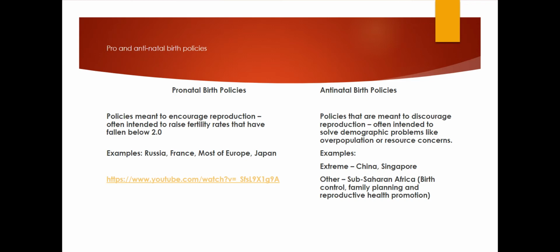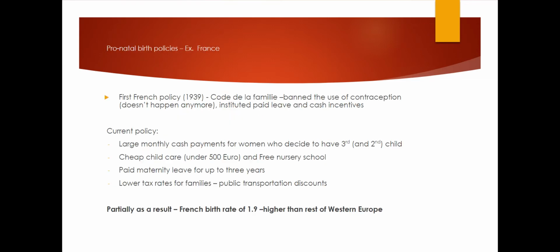Those are included as anti-natal birth policies because obviously they are meant to discourage reproduction, but also some other ones that are less coercive that center around the introduction or encouraging the use of birth control, family planning, or reproductive health education promotion, essentially. Both of those are considered anti-natalist because they are both meant to discourage reproduction, but obviously different categories of things to think about within that. So we're going to talk about pronatal first.